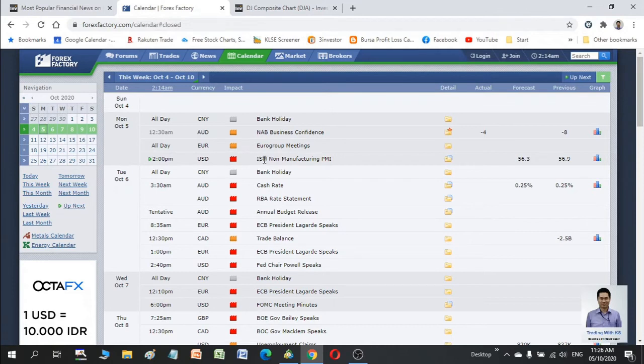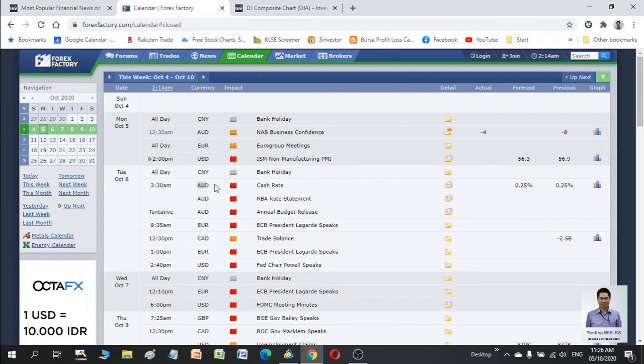So Monday we have the ISM non-manufacturing PMI for the USD. Last week was the manufacturing PMI, the index for the manufacturing industry. This is the index for the service industry. Expected to be worse, and we'll see what the results are this week. So this one is important, it might impact the movement of the currency.